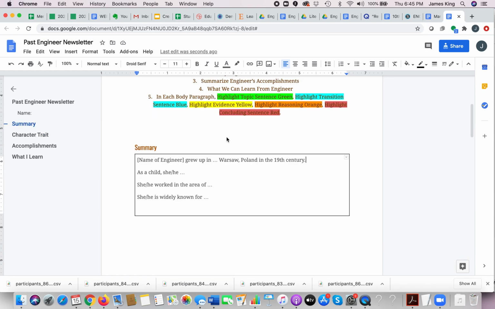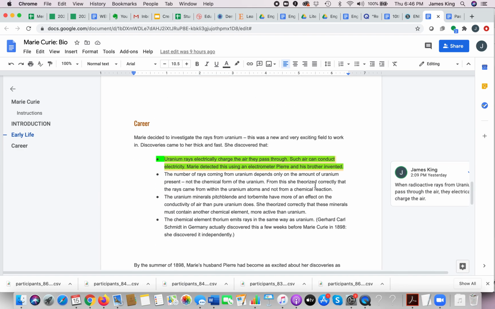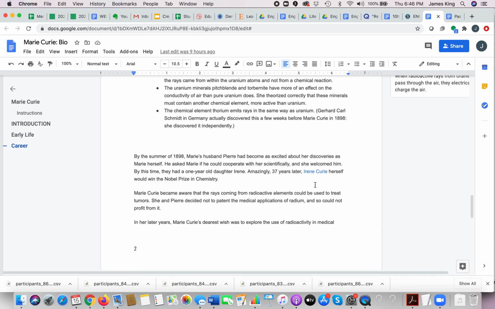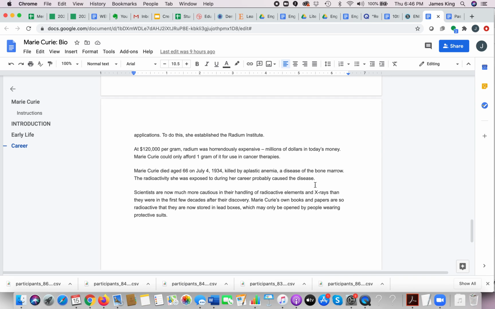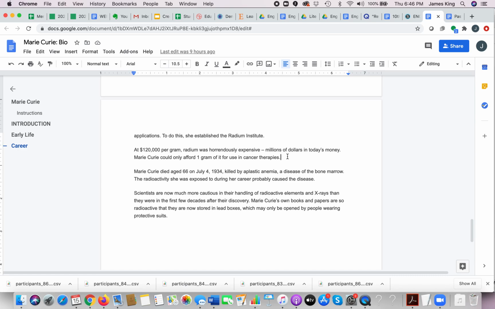So, I can infer that as a child, she was interested in science and won the gold medal for top student. She worked in the area of, okay, what area did she work in? Let's see. Well, I actually know that, so let's see.